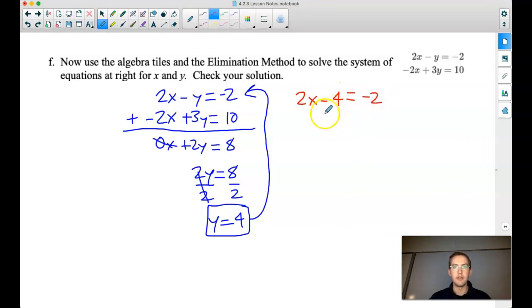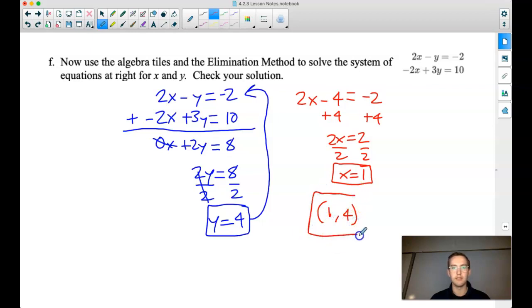So first thing we've got to do is add 4 to solve for x. Add 4, so we get 2x is equal to +2. Then we divide by 2. Divide by 2. X is equal to 1. So our final answer here is (1, 4), and we solved that system of equations.